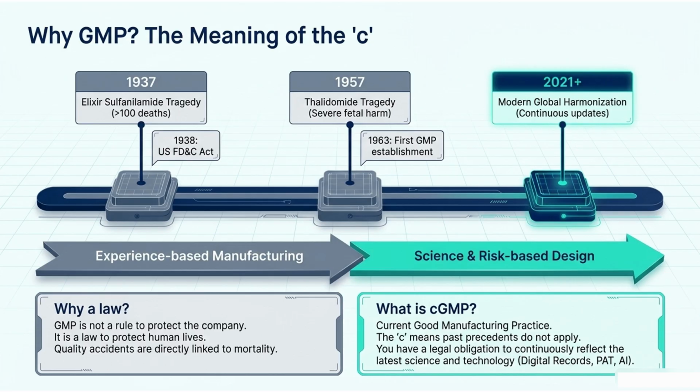Slide 3. Why GMP? The meaning of the C. You might wonder, why do we need GMP? GMP is not a set of rules to protect the company. It is a law designed to protect human lives, because quality accidents in pharmaceuticals are directly linked to mortality.